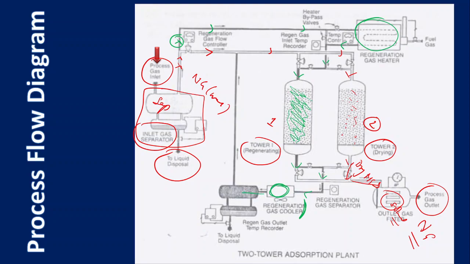After cooling, we separate it in the separator, where we can take out the liquid, which is water. Then the natural gas, which has a lower concentration of water, is sent back to the column where the adsorption of the gas is taking place. It is mixed with that stream. So this is all about the simple process flow diagram of the adsorption process.